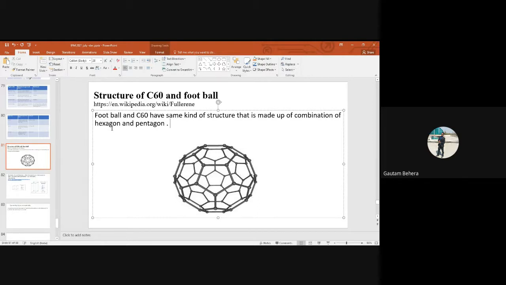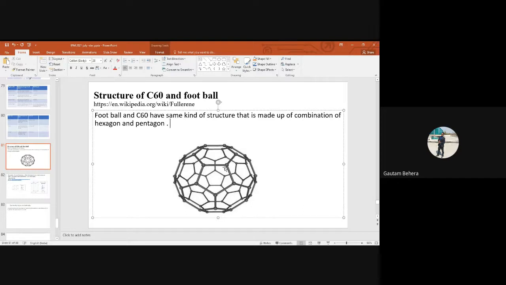If you take only hexagons, you cannot make a football, and you cannot make carbon-60. If you take only pentagons also, you cannot make them. So a combination of hexagons and pentagons is needed to give rise to the football structure, or the structure of carbon-60. You can see here also.